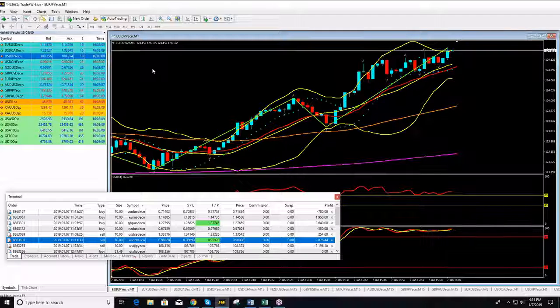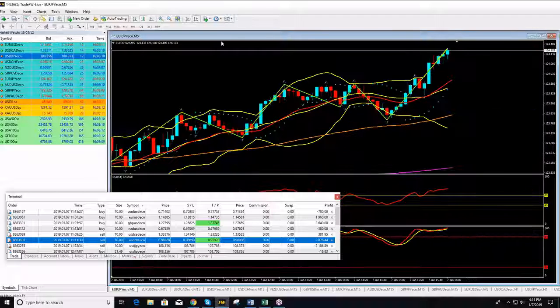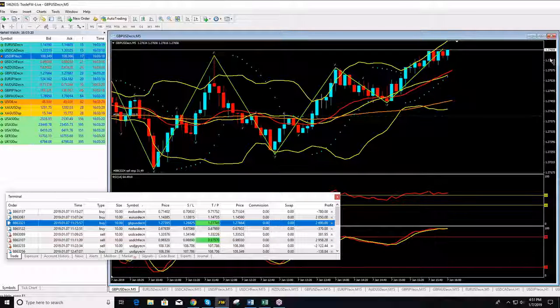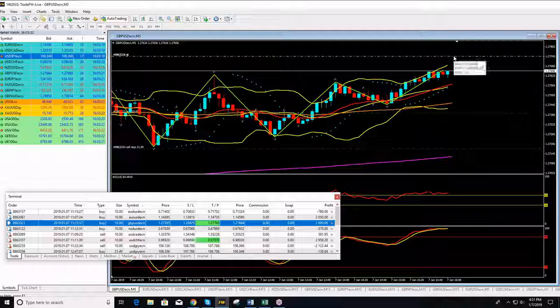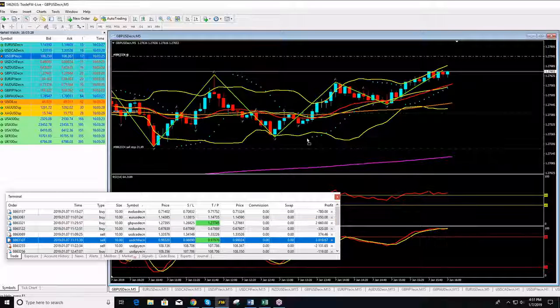Pound dollar. How many pips are we missing from the TP on pound dollar? We are just 8 pips away on pound dollar and just 4 pips away on dollar CHF. Let's go to pound dollar, guys. This is pound dollar. We are aiming for $3,500 on pound dollar. And let's see dollar CHF.